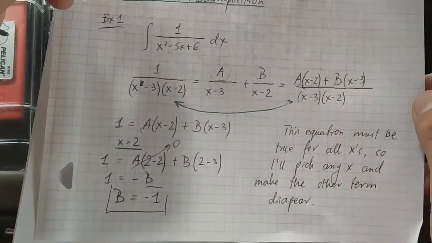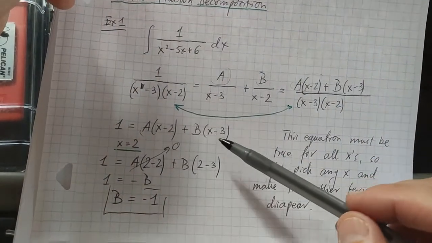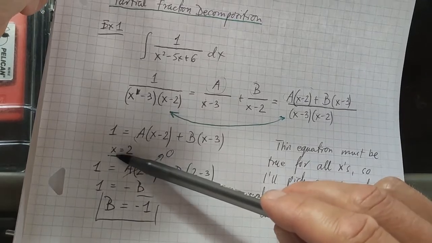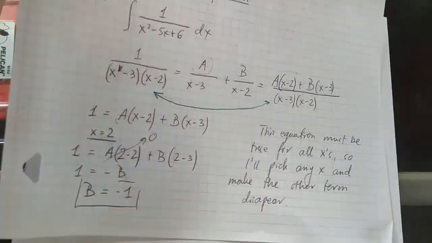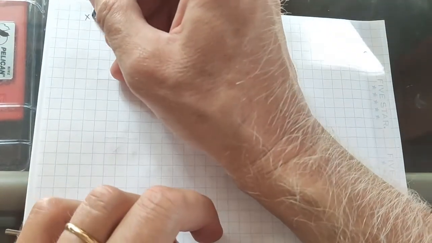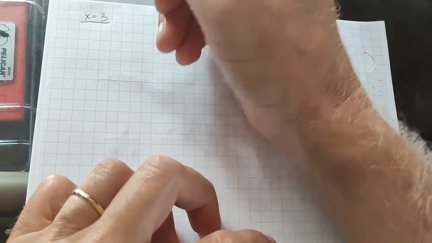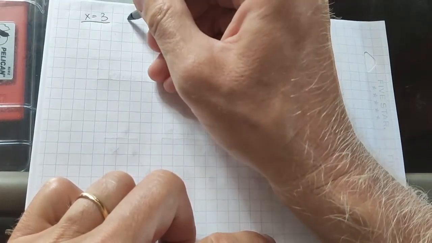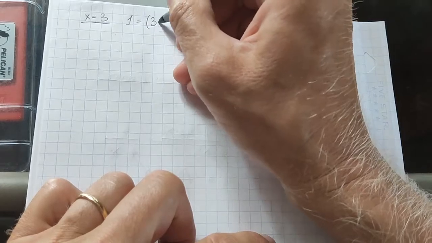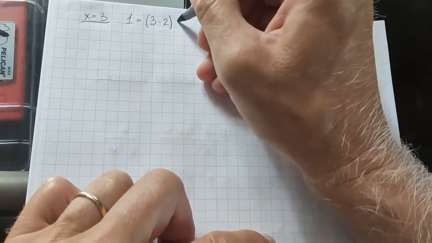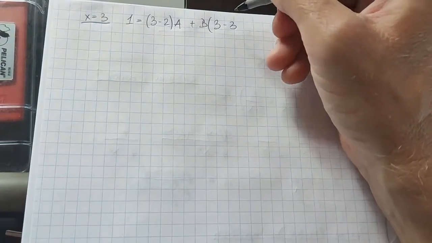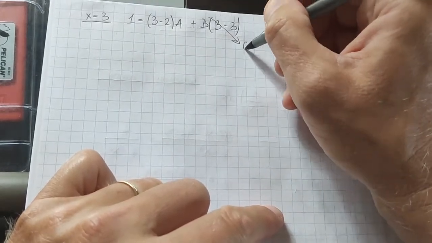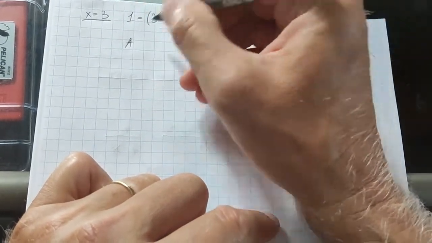Let's look at my expression over here. I picked 2 as one of the x's. Now I'll do 3: x equals 3, and see what happens. I get 1 equals 3 minus 2 times a, plus b times 3 minus 3. You can see this is gone, 0, so a equals 1.